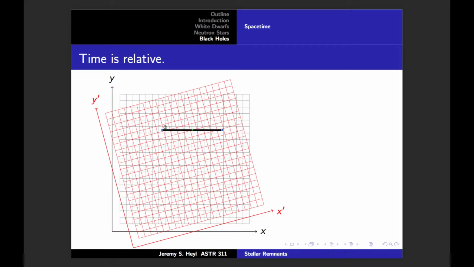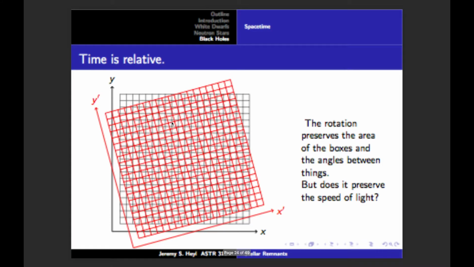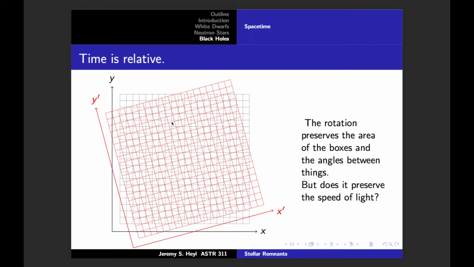Okay? I'm just moving my line around. That's not very exciting. So when I rotate, it preserves the area of all those little boxes. It preserves the length of things. It also preserves the angles between things. If I draw a triangle on there, it's all fine. But would it preserve the speed of light by rotating?